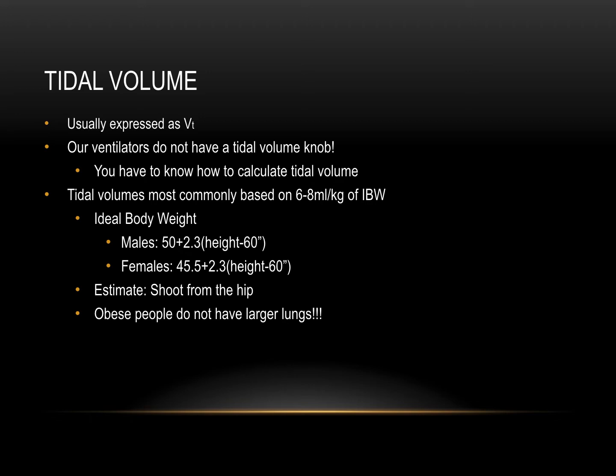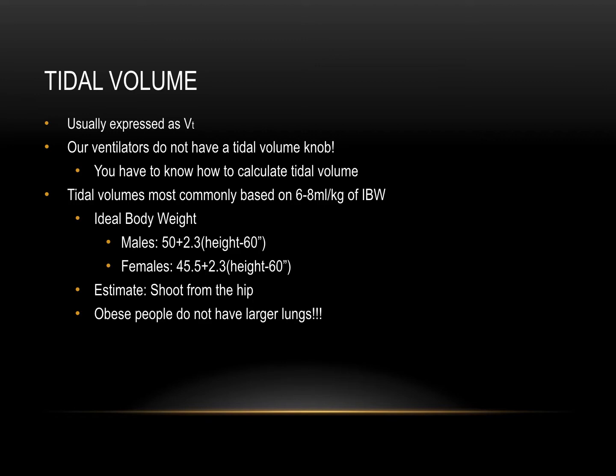So the standard formula is going to be for adult males, 50 plus 2.3 times their height in inches minus 60. Females, 45.5 plus 2.3 times their height in inches minus 60. So let's take me for example. I'm 5'9", makes me 69 inches. We're going to minus 60 from that, remembering our order of operations from 6th or 7th grade math. So that gives me a value of 9.